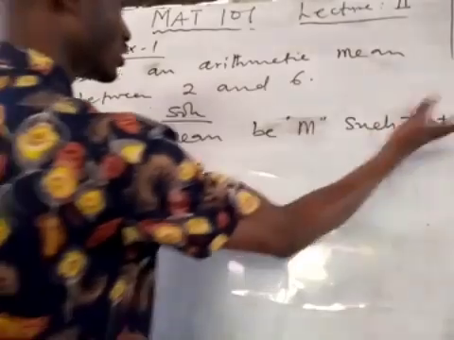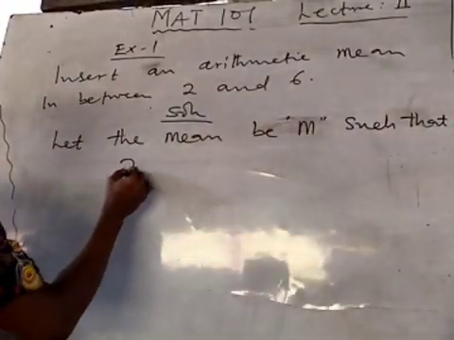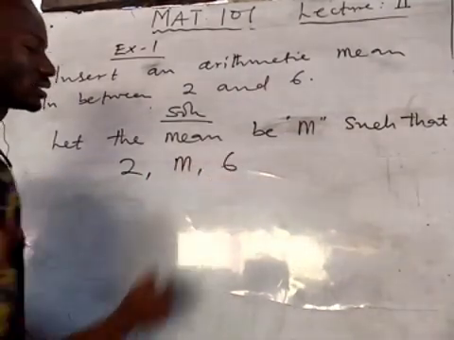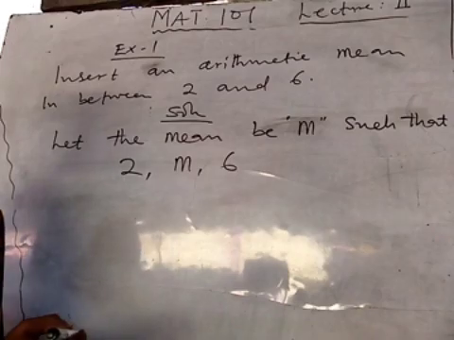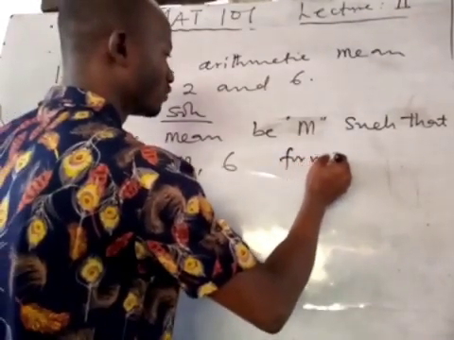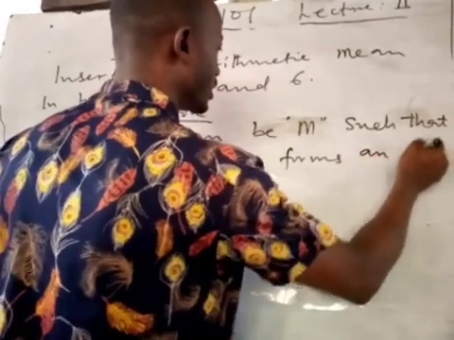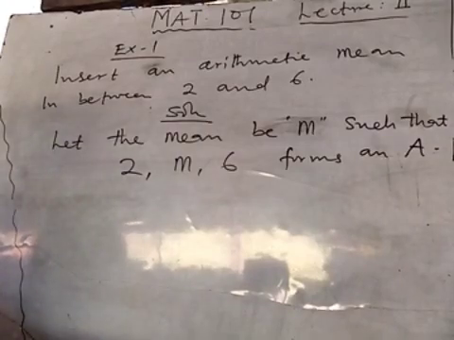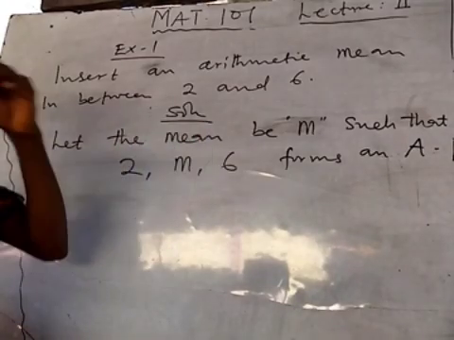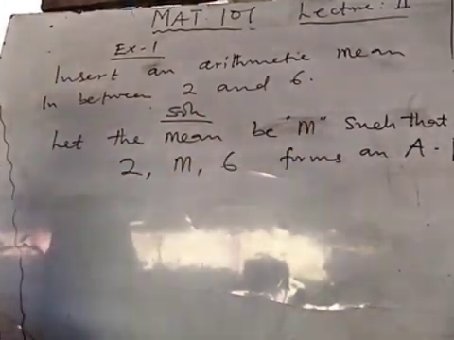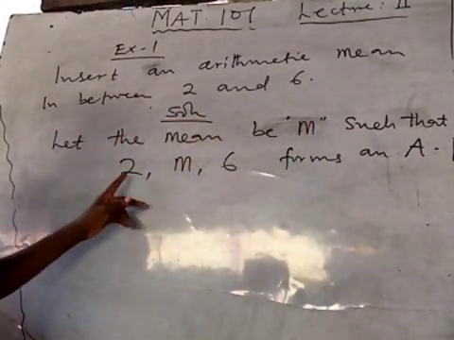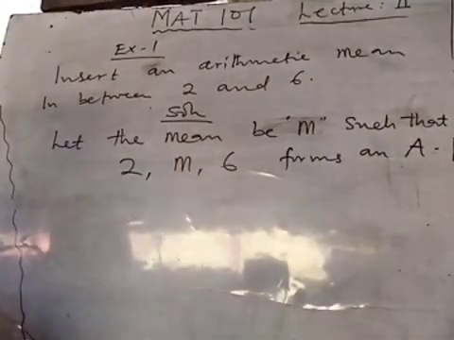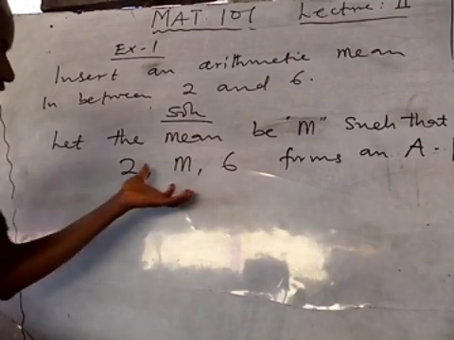Let me make it clearer. Let the mean be m such that when I insert my m in between 2 and 6, that is, such that 2, m, 6 forms an arithmetic progression. Forms a sequence in AP. So I choose my arithmetic mean as m, so that when I insert this m in between 2 and 6, I will form a sequence in arithmetic progression.